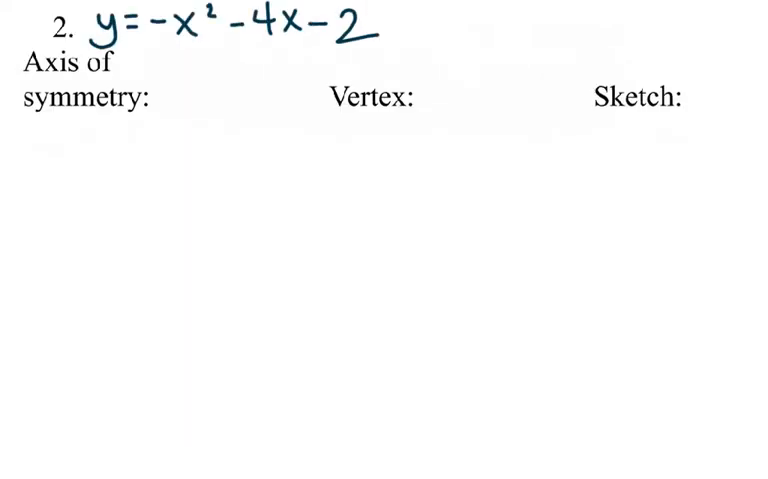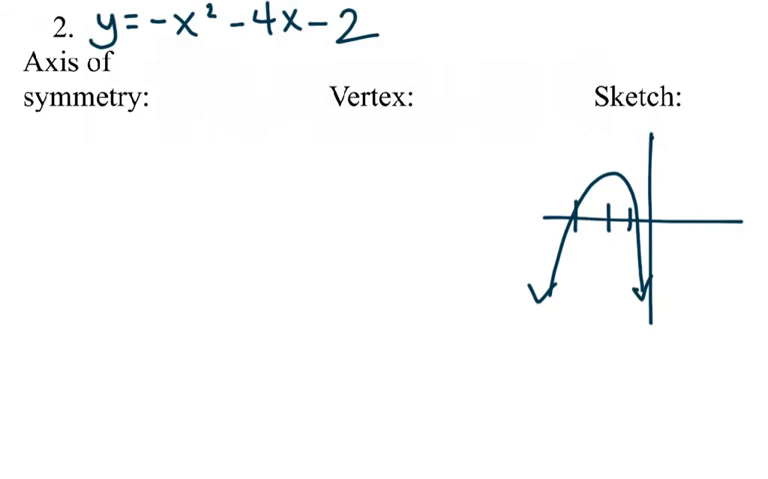Alright, let's try another one. First thing I want you to do is let's just go ahead and sketch it. So either using Desmos or a graphing calculator, graph y equals negative x squared minus 4x minus 2 and sketch a little graph of it. Okay, so now we have an idea. It's definitely a mad parabola because that number in front of x squared is negative.